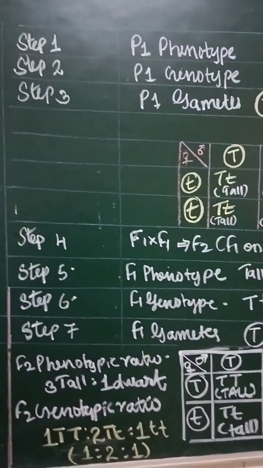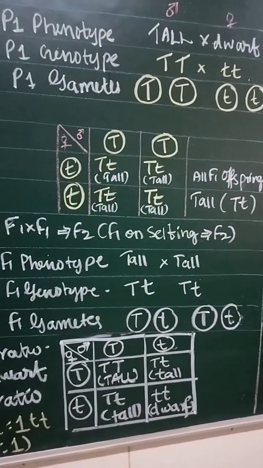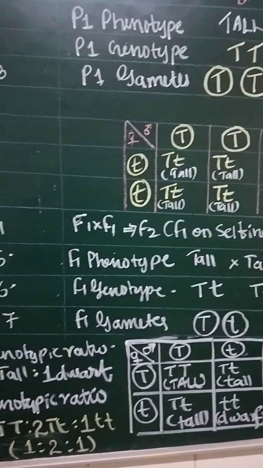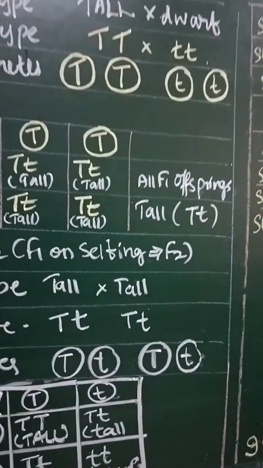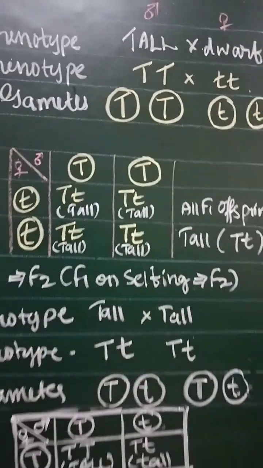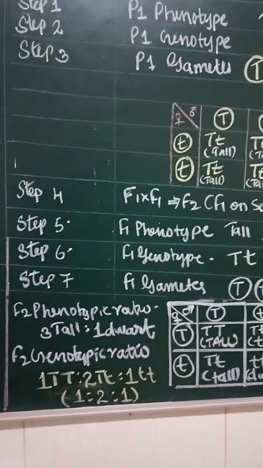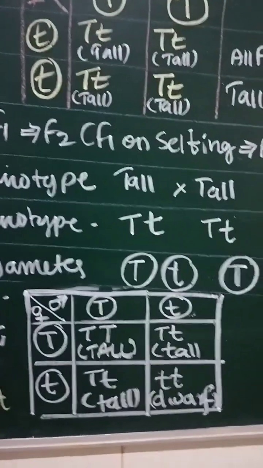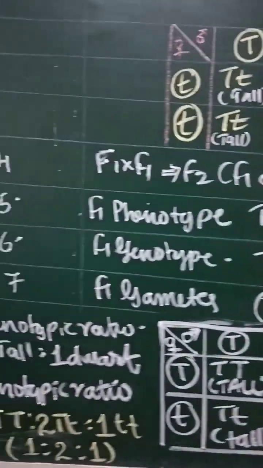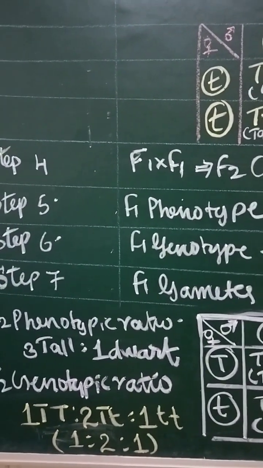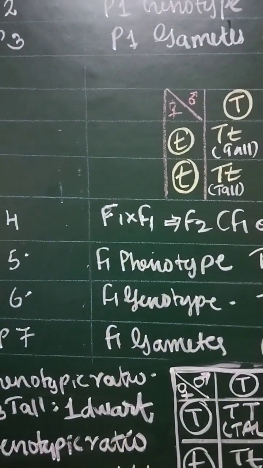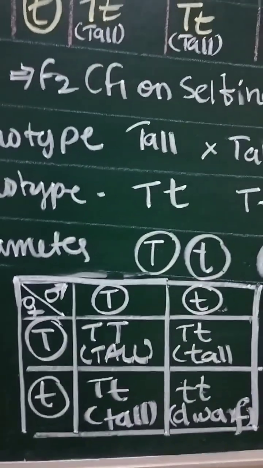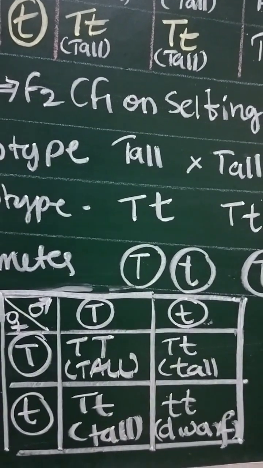Again, in step 5 you will explain the phenotype of the F1 individuals, tall versus tall, showing the F1 genotype in step number 6, that is capital T small t versus capital T small t. When you make the gametes in the 7th step, you will get the next Punnett square of F2 individuals with 3 tall plants and 1 dwarf plant, having the 3:1 ratio, that is the phenotypic ratio of the monohybrid cross.